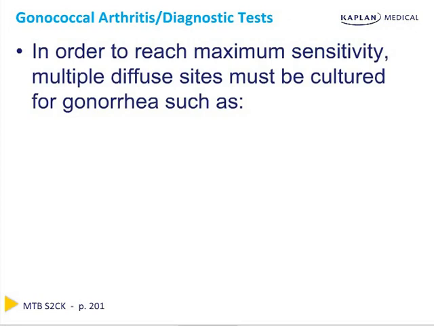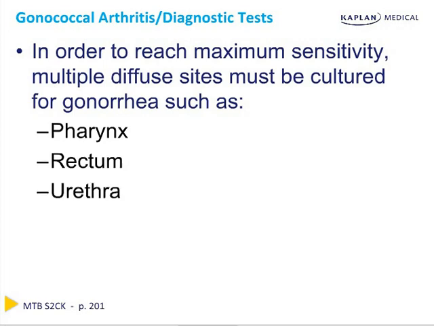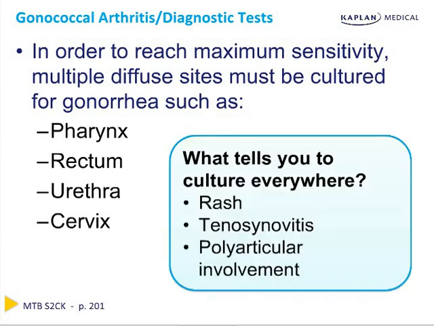So to reach maximum sensitivity, multiple diffuse sites must be cultured for gonorrhea, such as the pharynx, rectum, urethra, and cervix. How do you know to culture everywhere? If a patient has a rash, tenosynovitis, and polyarticular involvement, don't just culture one place, culture everywhere.